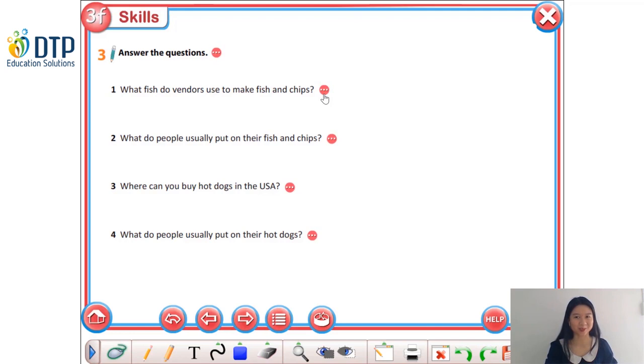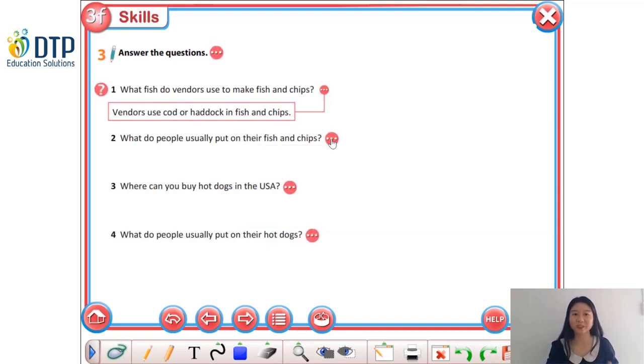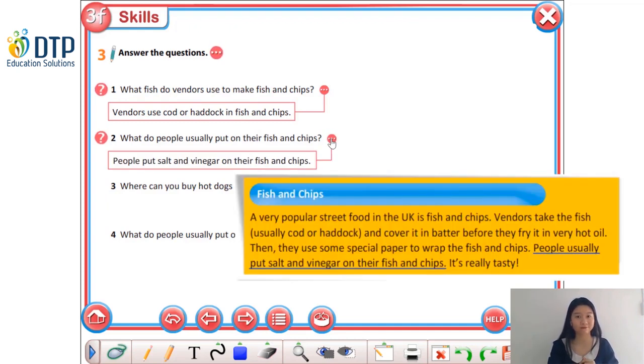What is your answer? Alright, so vendors use batter in fish and chips. How about number 2? What do people usually put on the fish and chips? That's right, people put salt and vinegar on the fish and chips.